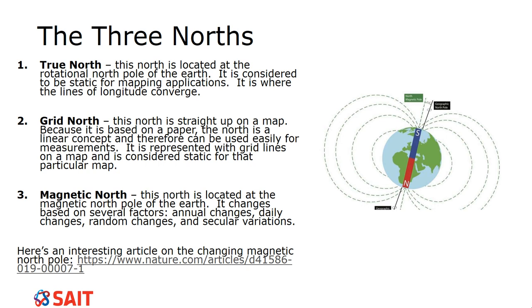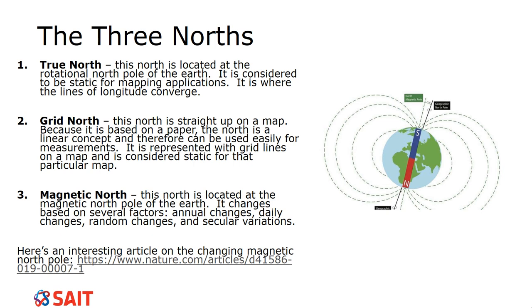The last one is magnetic north, and this is that magnetic North Pole. And so this one changes a lot. And right now it's kind of on a big race to head over to Russia. It used to be in the Canadian Arctic. So this one will change annually. It changes daily. It has random changes, and it has what we call secular variations.